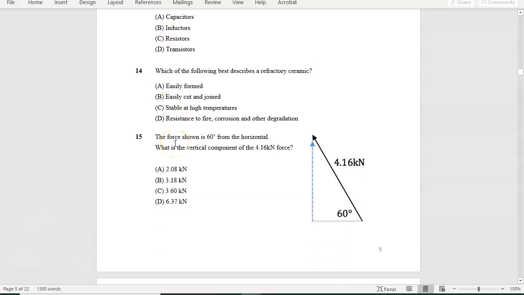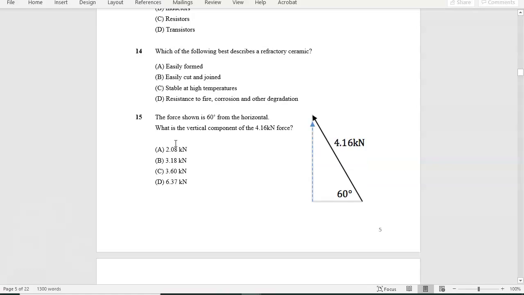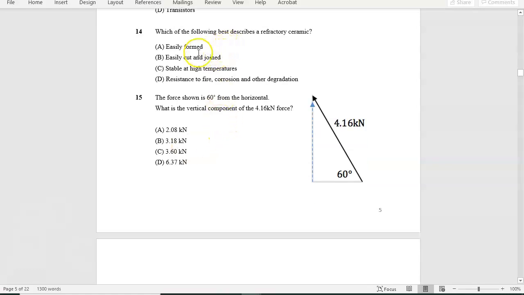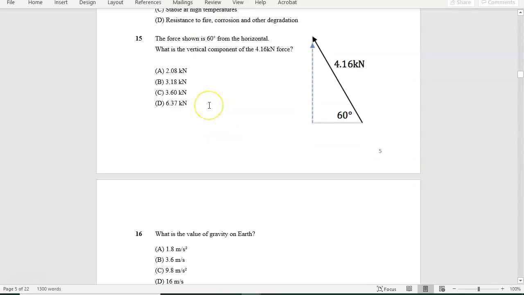Okay, which of the following best describes a refractory ceramic? We've already talked about this before. Resistance to fire, stable at high temperatures is the correct answer there. Easily cut and formed, easily cut and joined, yeah. Again, that should be cut and join, or to be cut and joined.